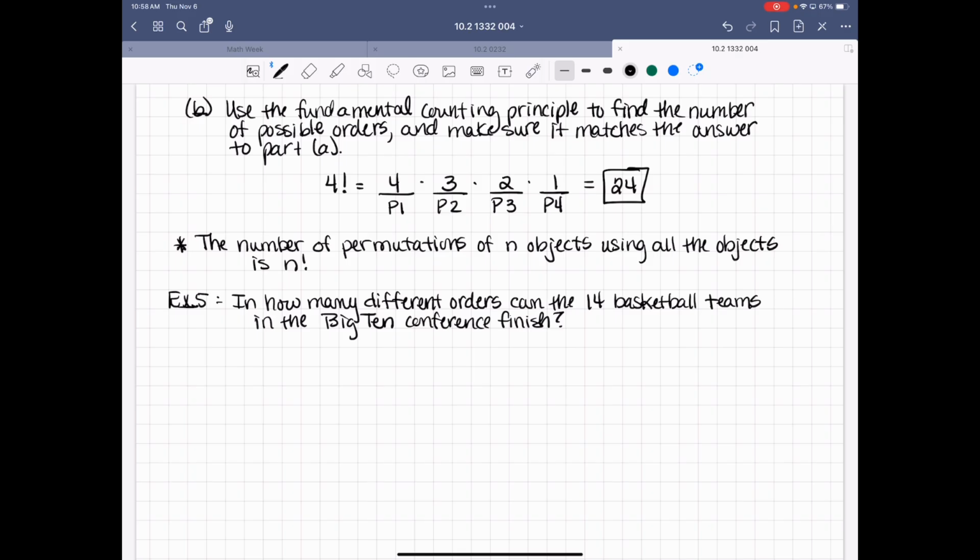So we are taking 14 objects, and how many objects are we choosing?